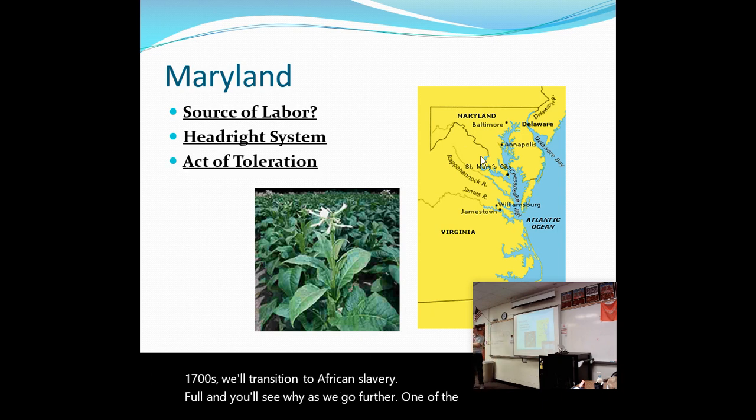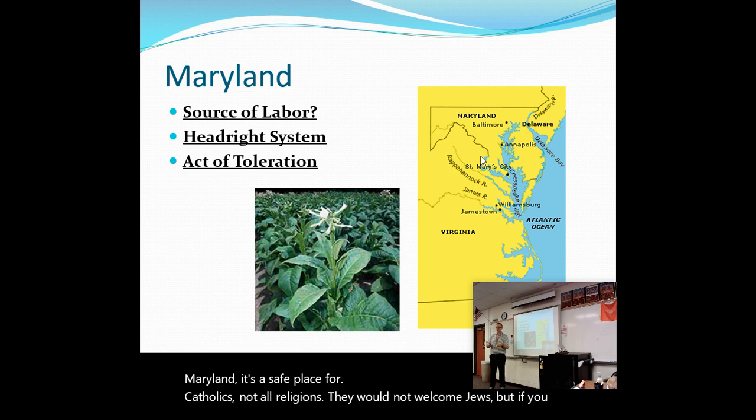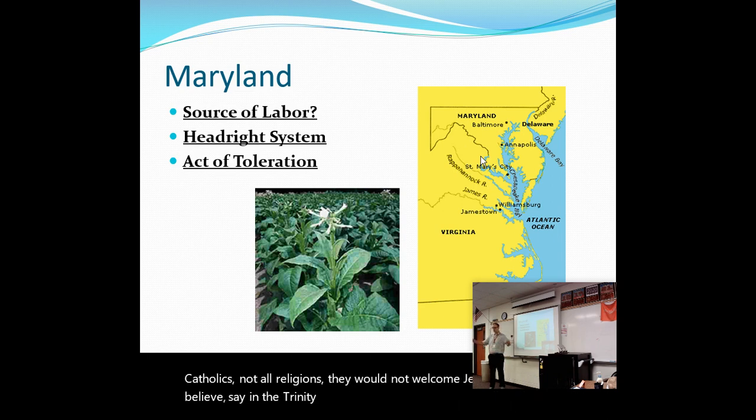One other thing about Maryland. It's a safe place for Catholics. Not all religions. They would not welcome Jews. But if you did believe, say, in the Trinity, any Christian branch would be welcome. So it's made as a safe place for Catholics in particular, because Catholics would be persecuted elsewhere. And you guys got to remember this rivalry, this hatred between Protestants and Catholics, it was fierce. They go to war against each other. They hate each other because of these religious differences. Today it's a lot watered down, but Catholics need a safe place, and they get their safe place in Maryland.